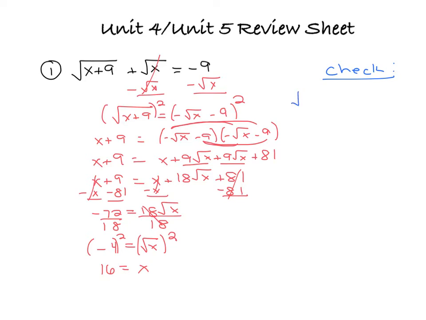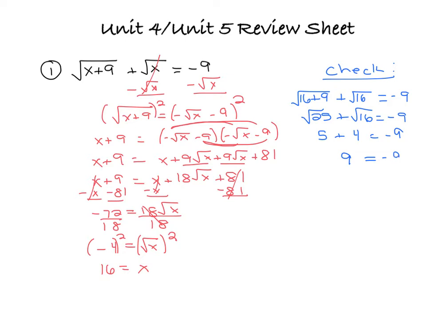Wherever you see an x, let's plug in 16. So we have radical 16 plus 9 instead of x plus 9. And then plus, instead of radical x, we'll write radical 16. And I'll bring down the equals negative 9. All right, well, 16 plus 9 is 25. So we have radical 25 plus radical 16 equals negative 9. And if we take the square root of 25, it's 5, and the square root of 16 is 4. Now, if you add 5 plus 4, that gives you 9. That doesn't equal negative 9, so this actually doesn't check. So what we wind up with is no solution.